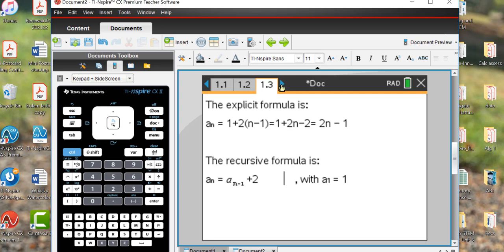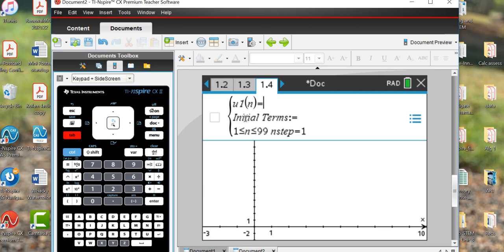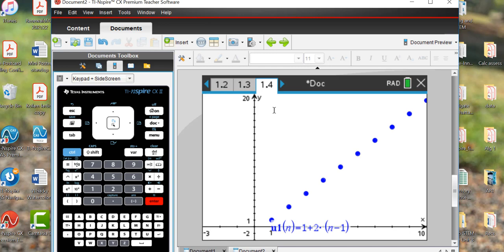Let's see if we can get this to graph. What would that look like? So if we do the explicit one first, the explicit one said first term plus d times n minus 1. All right, let's see what happens. Boom.